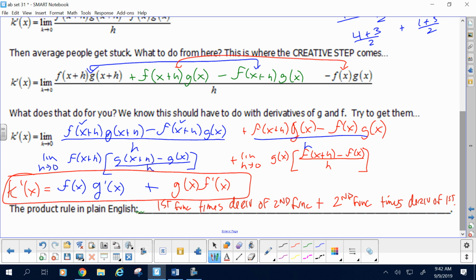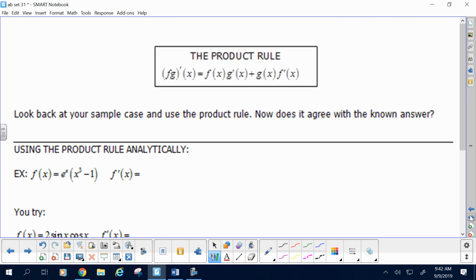Now it's a lot of practice. Let's start with just paper and pencil equationing practice. That's the product rule in symbols. If you take the derivative of a product fg, first stays the same, derivative second, plus second stays the same, derivative first. Let's look back at our sample case.